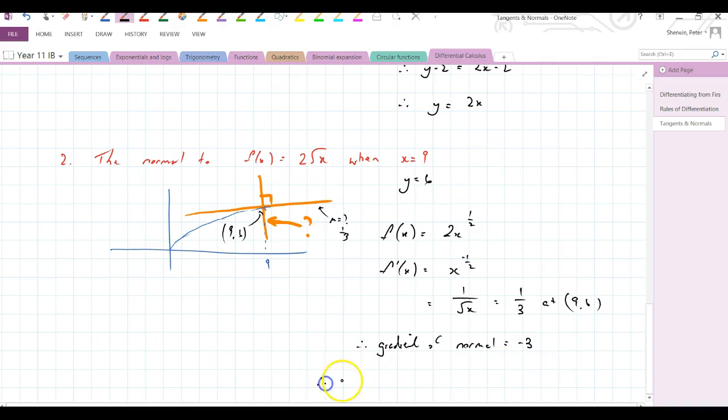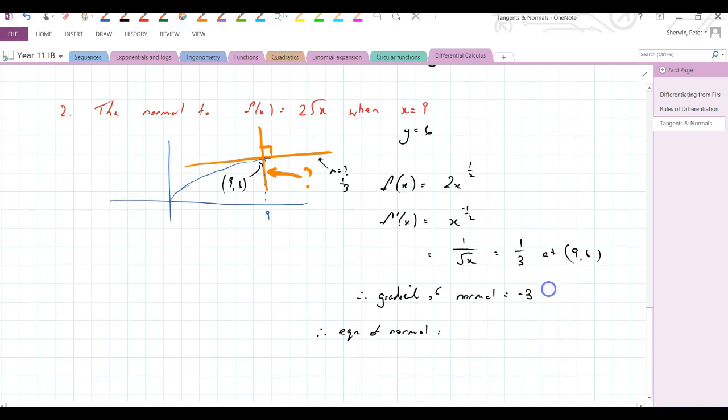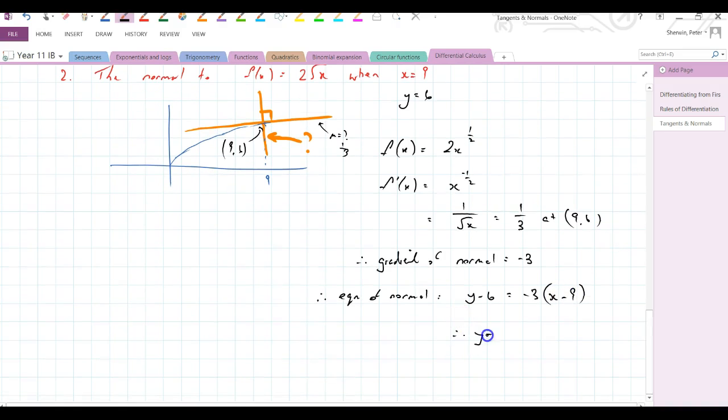So therefore, the equation of the normal looks like this: y minus y1, which is 6, equals -3 times (x minus x1), which is 9. We just tidy this up. y minus 6 equals -3x plus 27. Therefore, y is equal to -3x, and we add the 6 there, so 27 plus 6 is 33. y equals -3x plus 33 for the equation of that normal.